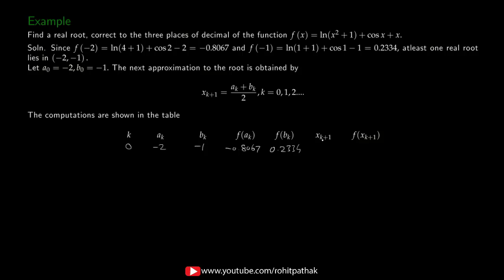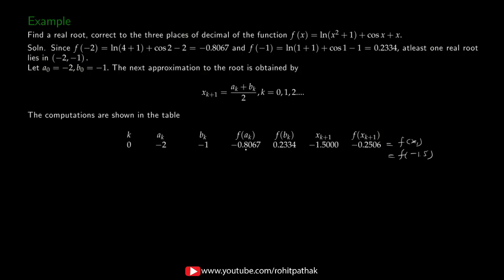That means x1 will be, for k = 0, (a0 + b0)/2. So that is equal to -1.5. And the value of the function at -1.5 you calculate and write here. So these are the values. This is f(x1), which is f(-1.5).